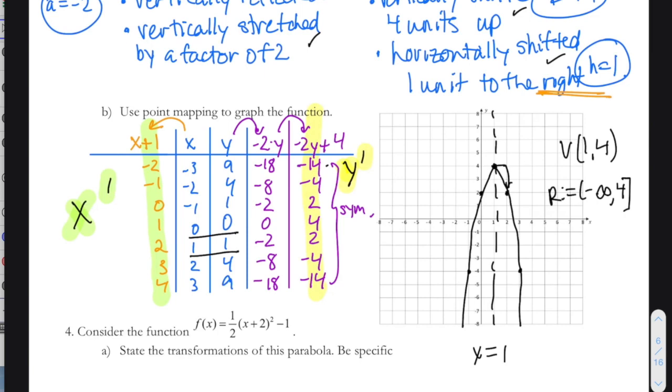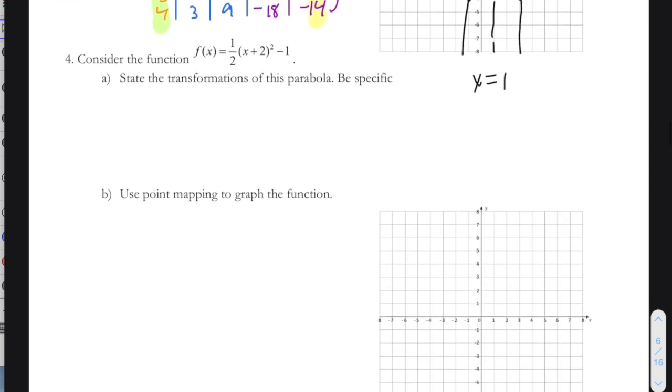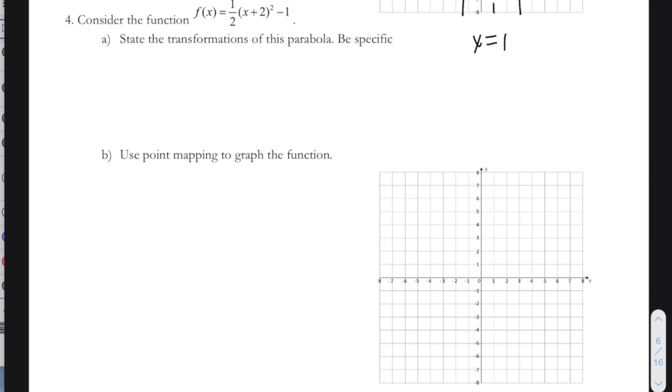Okay guys, so I want you guys to do the next one yourself and just have a look at the video at the end and see if you got it right.